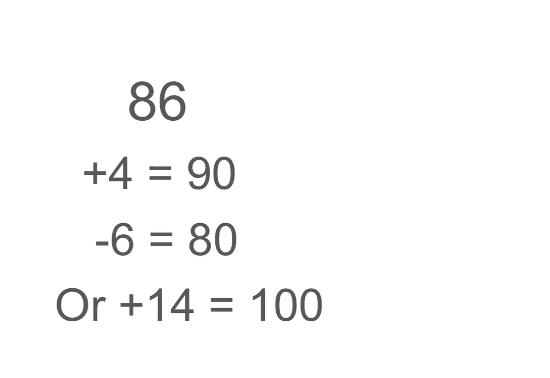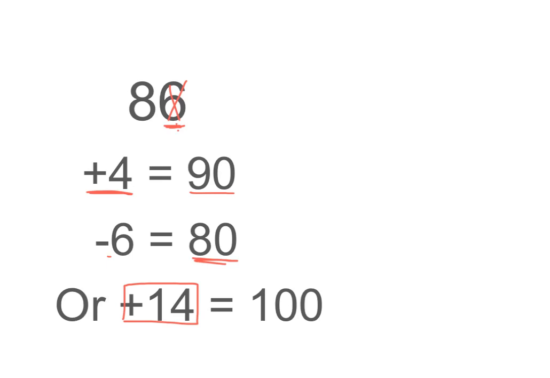When I look at 86, we have 3 different options. We can add 4 to get to 90 because 6's partner is 4. So that would take us to the next 10. Or we can get rid of that 6 by subtracting 6 and making it 80. Or I can add 14, which is 86's partner.